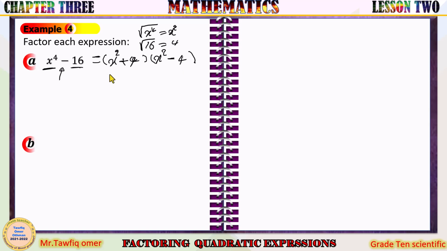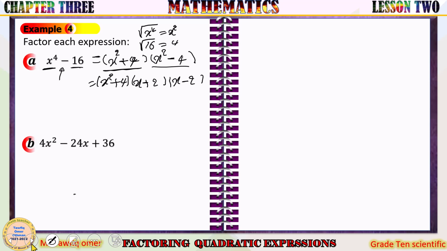But we see that this quadratic expression cannot be factored, so we write it down as it is because it is positive. But this one we can factor as a difference between two squares. Open two brackets, one of them positive and the other one negative, and the square root of x squared is x, and the square root of 4 is 2. This is the factorization of x to the power 4 minus 16.